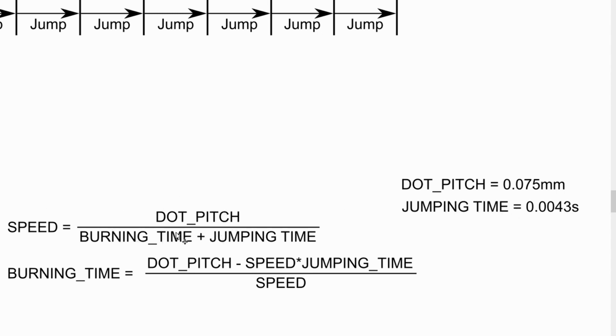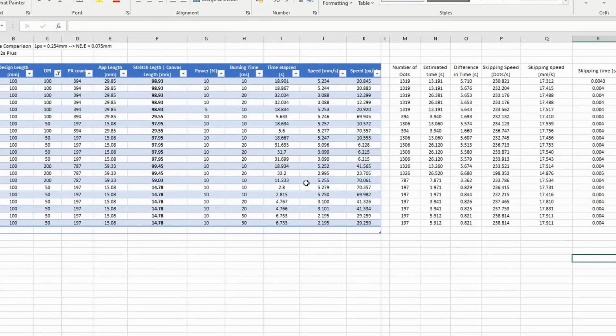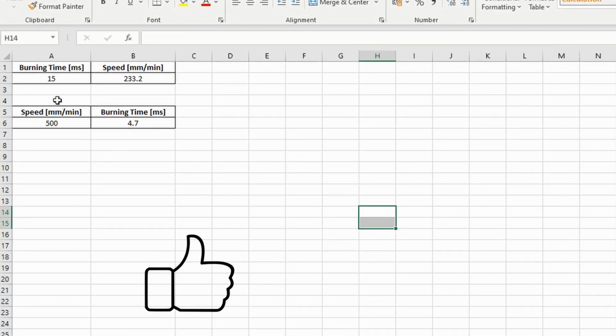And so this is going to give you the speed. On the opposite side, if you want to go from speed to burning time, that's going to be, again, the dot pitch, which is the same, minus the speed in millimeter per second, whatever that happened to be, times the jumping time, again, 0.0043, divided by the speed. And that's basically going to give you the solution to the problem, something that many people are trying to understand. And so back to the Excel spreadsheet, I basically created this simple calculator.